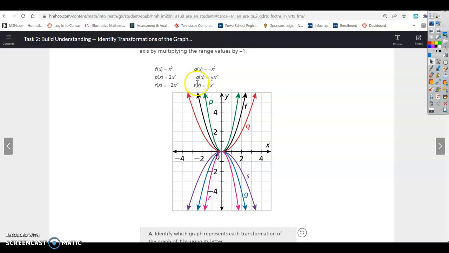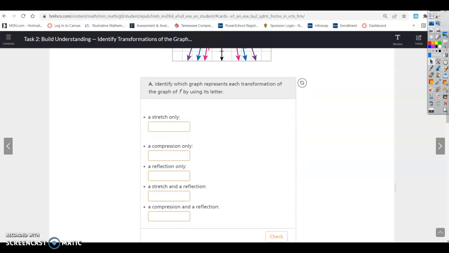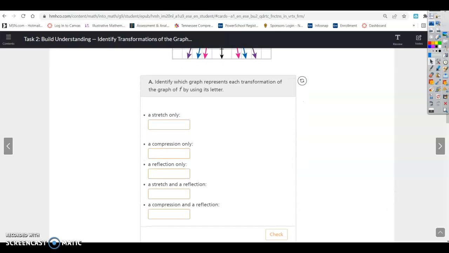And then you've got q of x. Q of x equals 1/2 x squared, so that's the red line here. And then s of x equals, that should say -1/2 x squared, because you can see that's a reflection. So that one should be -1/2 x squared. All right, identify which graph represents each transformation of the graph of f by using its letter.